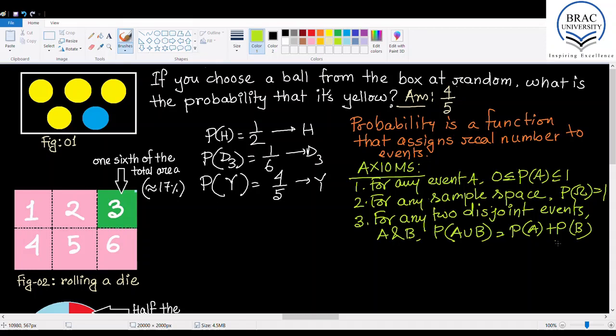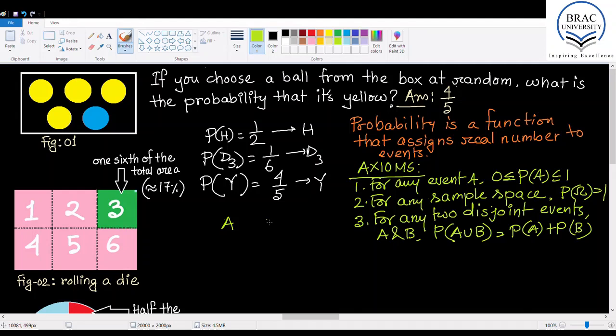So our axiom 1. Axiom 1 says for any event A, the probability should always be less than or equal to 1 and greater than or equal to 0. And why is it so? From the definition of an event, we know that any event A is a subset of the sample space. Alright? So since it's a set, the number of elements in it can be at least 0, right?